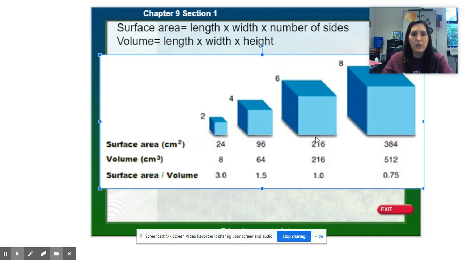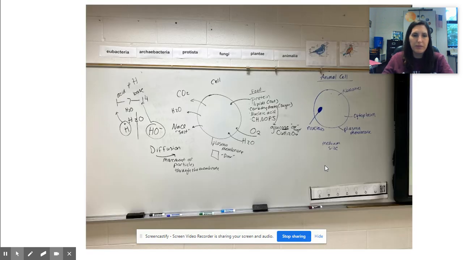All right, let's look at this bigger one. Surface area of 216, volume of 216, and we're at a 1-to-1 ratio. And as we get really big, 284 is my surface area, but whoa, our volume is bigger than our surface area. So you're thinking, what does this mean? I don't get it. All right, let's go back here.